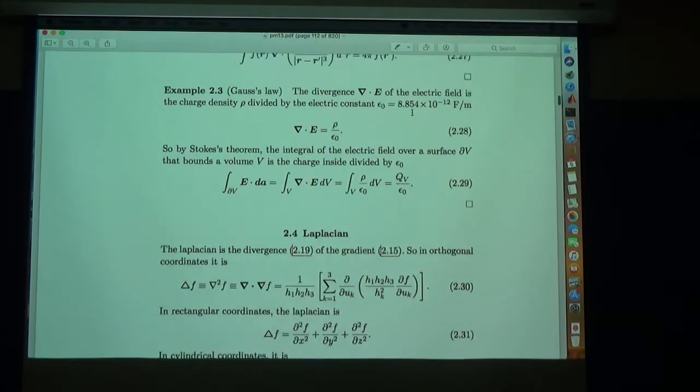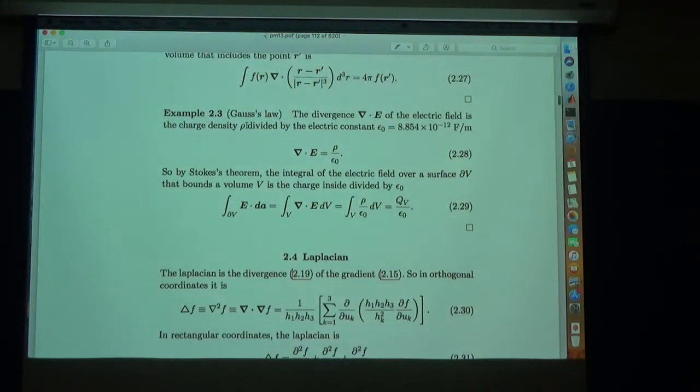Okay, Gauss's law. The divergence of the electric field is the charge density divided by the electric constant. So this is Gauss's law. This is, of course, very important. And let me call something to your attention here.